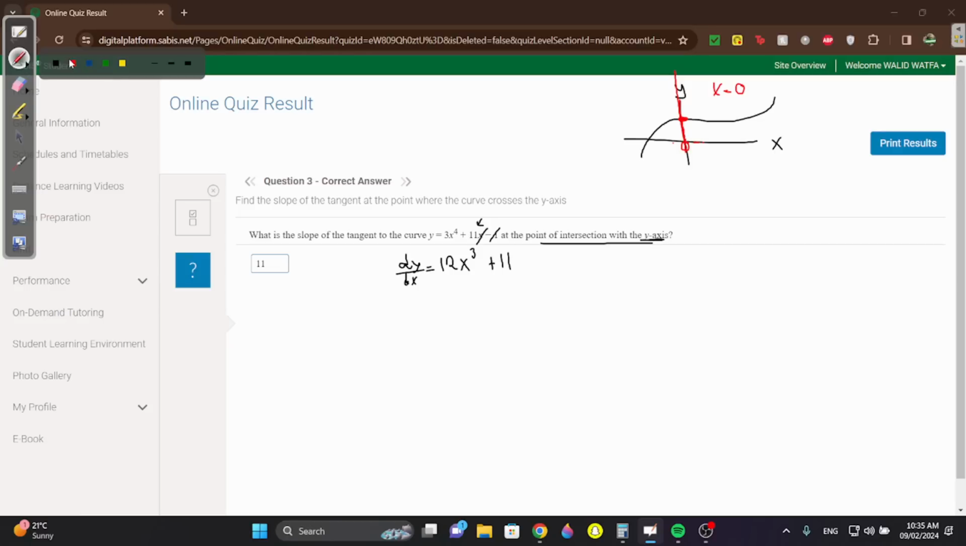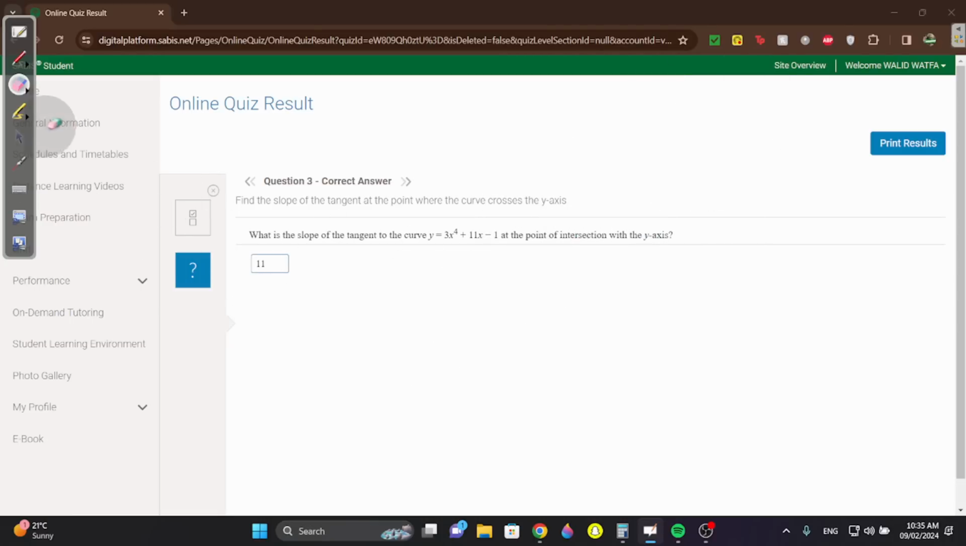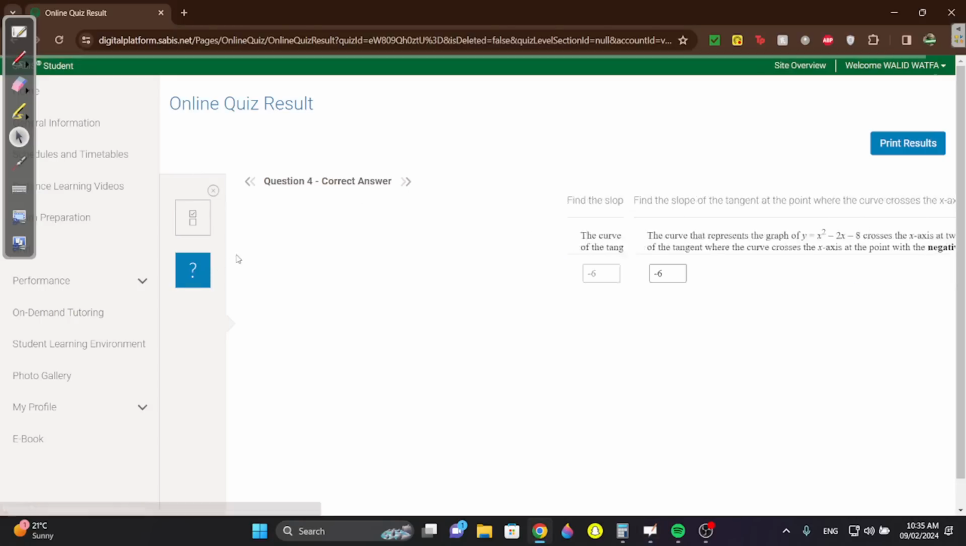So what do you do here? You substitute x equals 0. So 12 times 0 plus 11, which is 11. So the slope is 11. Okay? That's how you do it. The questions are going to be tricky. They won't give them to you straightforward. Expect to see questions like these in the exam.